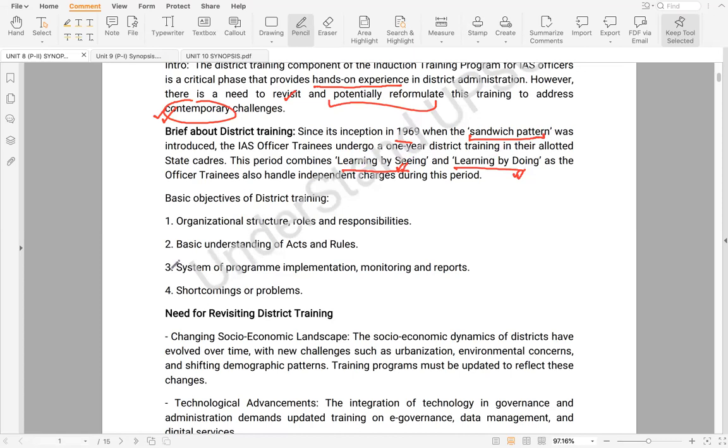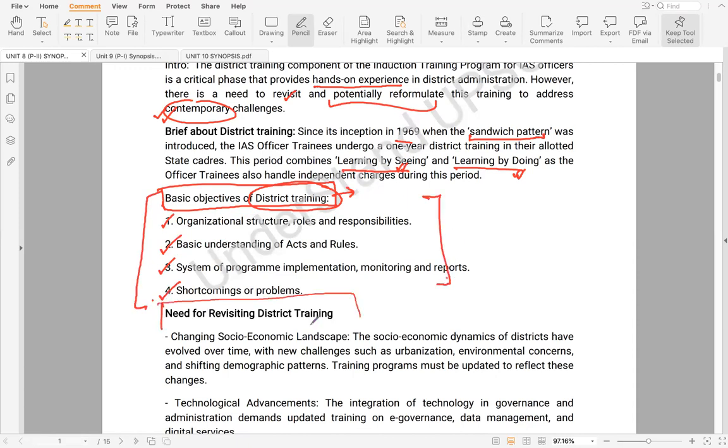What would be the basic objectives? Because you have to talk about the training as such, we'll try to keep it specific to district training, because the question demands so, right? So: organizational structure, roles and responsibilities, basic understanding of acts and rules, system of program implementation, monitoring and reporting, shortcomings or problems. I have to keep it short and crisp, because this again is not the main demand of the question. The main demand is this need for revisiting the district training.